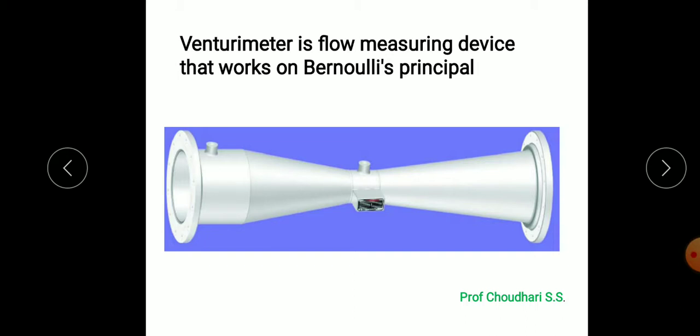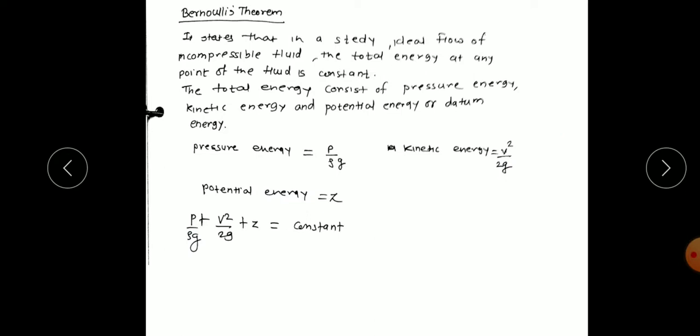So in that case, one of the instruments used is a venturimeter, and that works on the principle of Bernoulli's equation. Already we have considered in the last class Bernoulli's theorem, that is, the total energy at any point of the fluid is constant. Total energy is made up of the pressure energy because of the force applied, the kinetic energy due to the velocity, and the potential energy due to its level with respect to a datum line. So Bernoulli's theorem is P by rho g plus V square by 2g plus z.